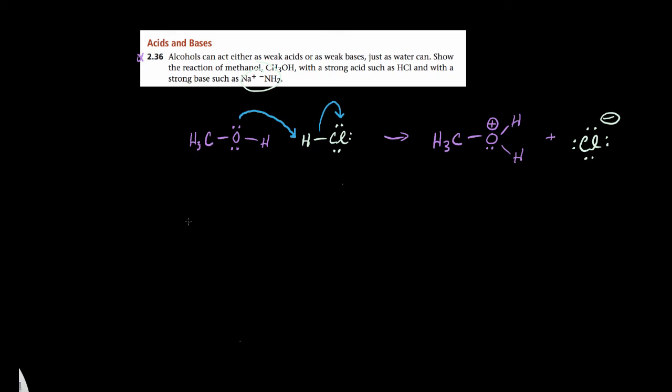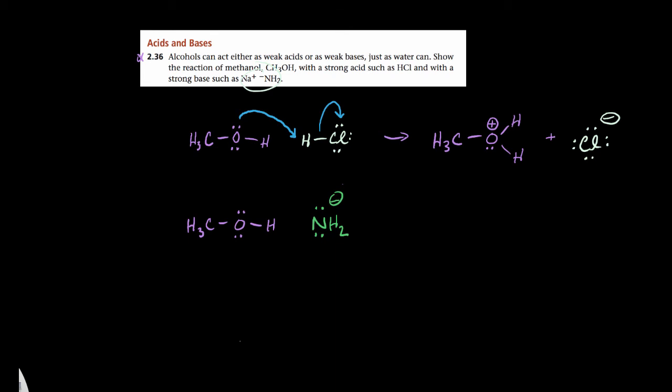Now let's look at the reaction between methanol and a strong base. So we have this compound here, sodium, and we don't have to put sodium in because it's a spectator ion in any of these acid-base reactions. The NH2 minus, we write the lone pairs, so that's the 2 lone pairs in NH2 minus.